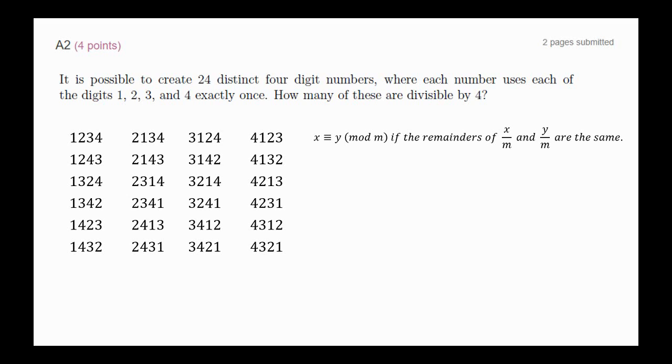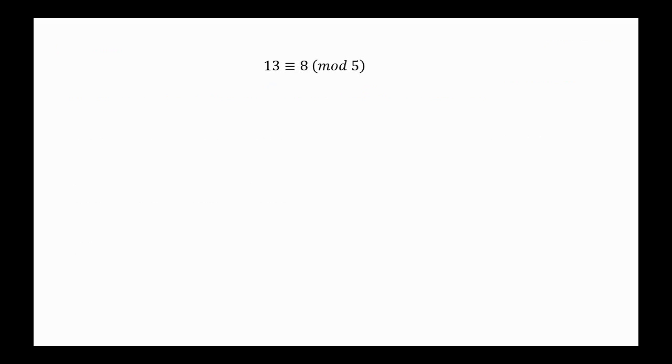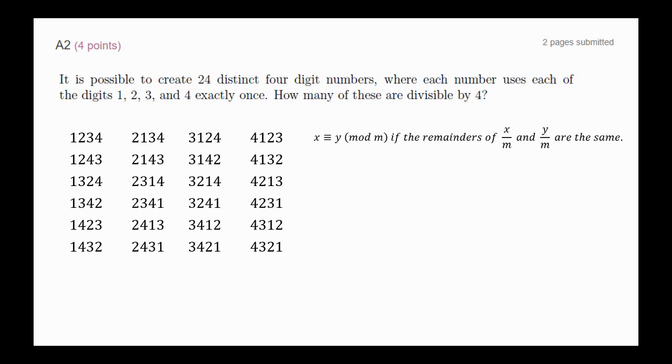Now, if this starts to sound confusing to you, let me give you an example. Let x be 13, y be 8, and m be 5. 13 is congruent to 8 in modulus 5 because 13 divided by 5 is 2 with remainder 3, and 8 divided by 5 is 1 with remainder 3. 3 equals 3, which proves our point. Now, it is worth knowing that if x minus y is divisible by m, then x is congruent to y modulus m.